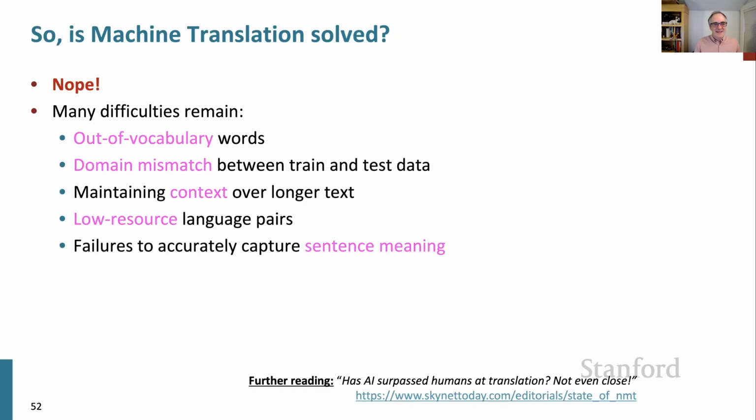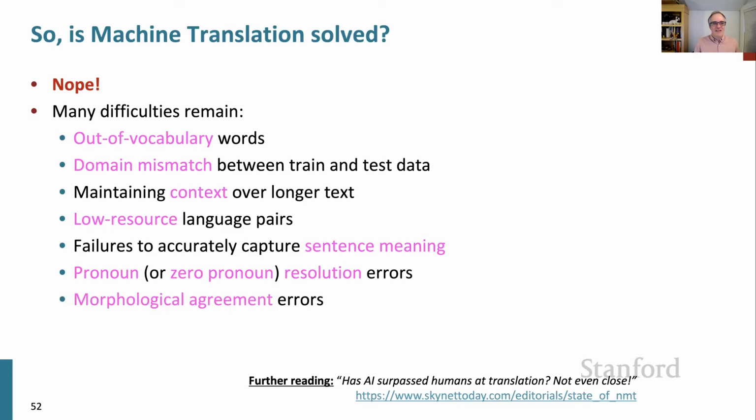Even our best multi-layer LSTMs aren't that great at capturing sentence meaning. There are particular problems such as interpreting what pronouns refer to, or in languages like Chinese or Japanese, where there's often no pronoun present, but there is an implied reference to some person, working out how to translate that. For languages that have lots of inflectional forms of nouns, verbs, and adjectives, these systems often get them wrong. So there's still tons of stuff to do.